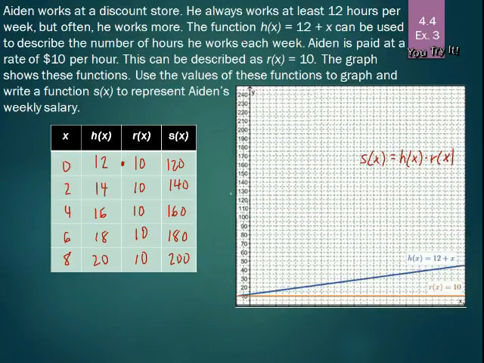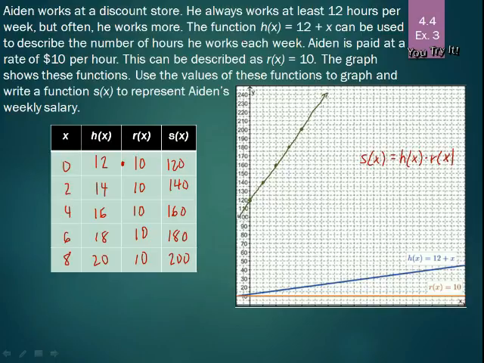Okay, so we now have a graph with a much larger scale on it. Let's graph our new line. We have (0, 120), (2, 140), (4, 160), (6, 180), and (8, 200). And then connecting that line, that is going to be our new graph s(x).